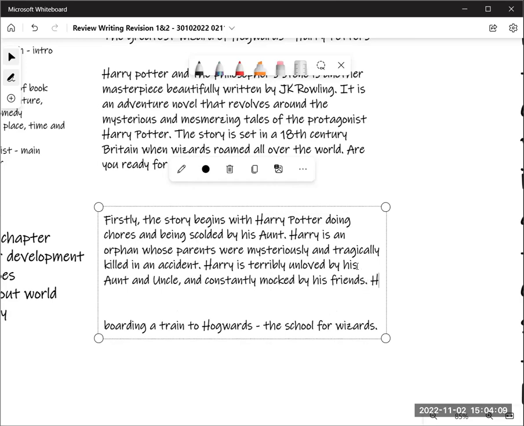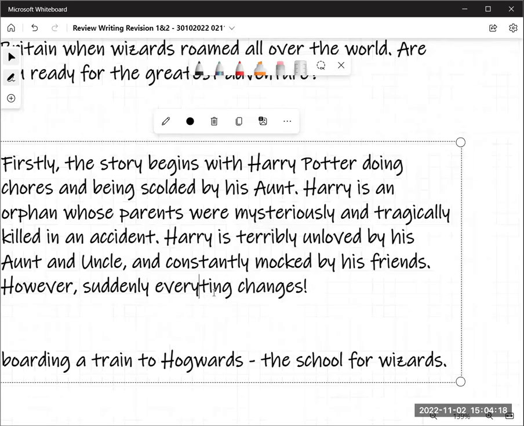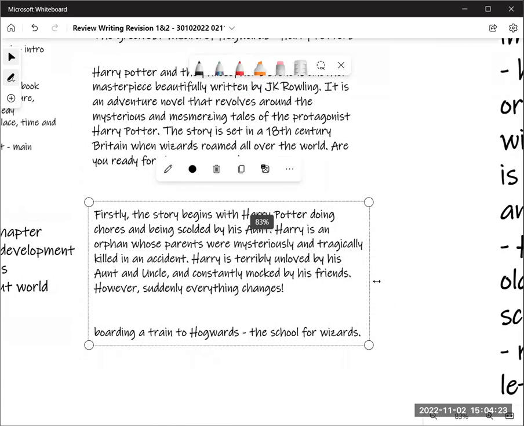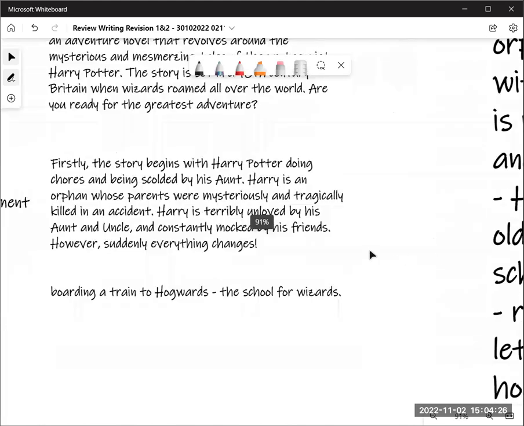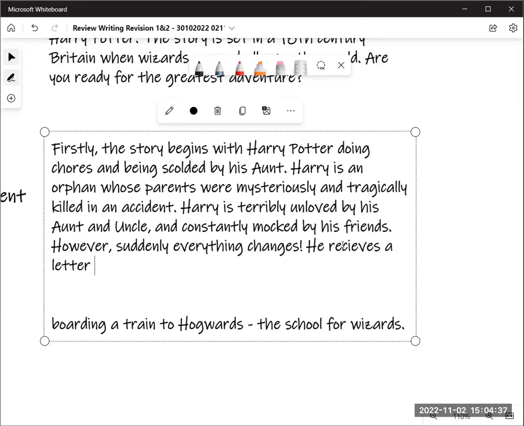However, suddenly everything changes! I'm using an exclamation mark here. Why do we use an exclamation mark? To give some kind of shock, some drama. Okay. What happens after that? He receives a letter of admission to the great visitory school of Hogwarts.